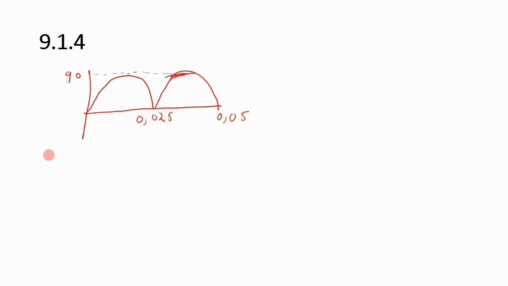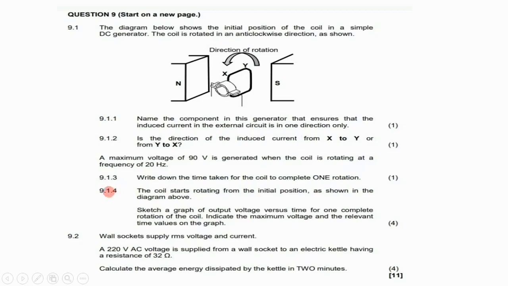So obviously the last thing to do is just to label your axis. So we have output voltage, which should be indicated in volts, and then here we have time, which should be indicated in seconds, and just like that you would have your 4 marks, right?